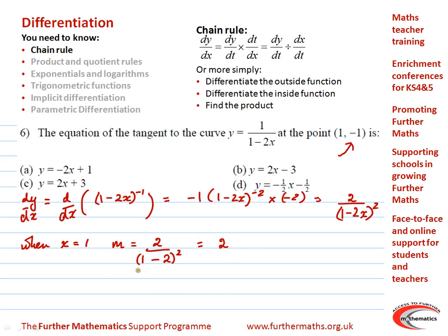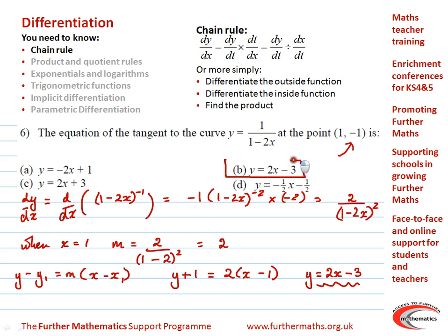And then you can use a formula for the equation of a straight line, whichever one you're used to using. I'm going to use y minus y1 equals m(x minus x1). In this case, that's going to give me y minus minus 1, so y plus 1 equals 2(x minus 1). And you can simplify that out by expanding the brackets, taking the 1 over to the other side, and that's going to give me y equals 2x minus 2 minus another 1 makes minus 3. And that matches with our answer B here in the question.